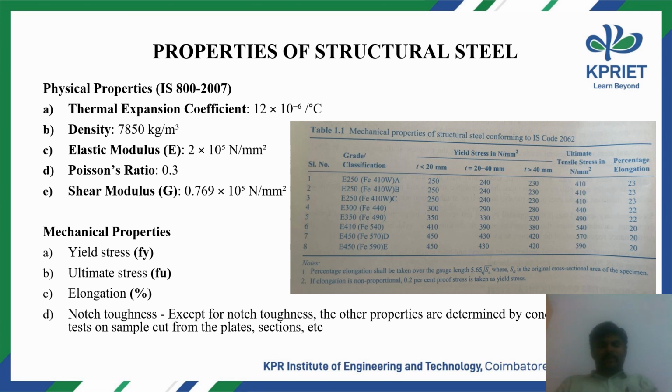And the mechanical properties, coming to the second one. In the first one we looked into the physical properties, and the second one is the mechanical properties. The mechanical properties are yield stress, ultimate stress, elongation, and notch toughness. Except for notch toughness, the other properties are also determined.